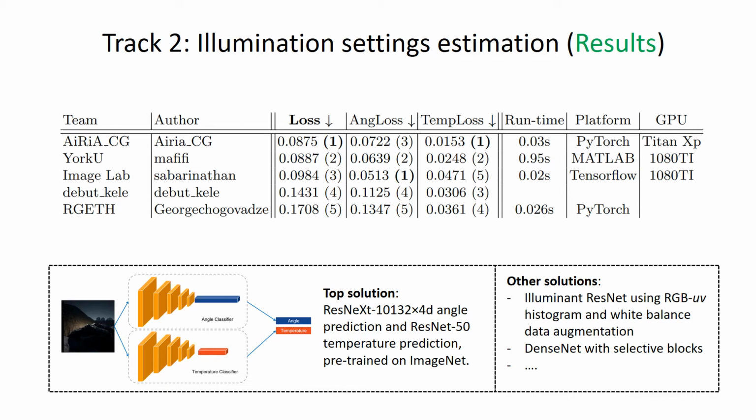The other solutions had Illuminate ResNet that used RGB-UV histograms for the feature learning and white balance data augmentation as well. Also, there was a DenseNet that used selective blocks and other solutions, all detailed in the challenge report.